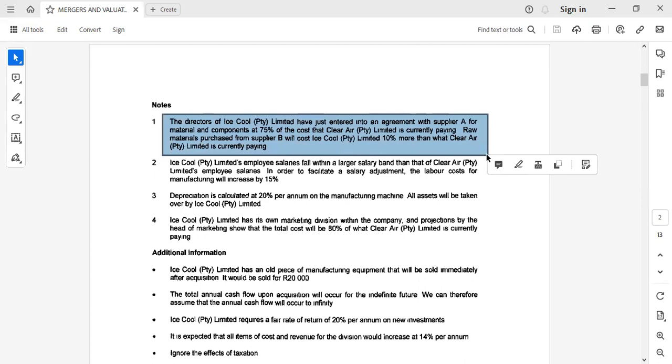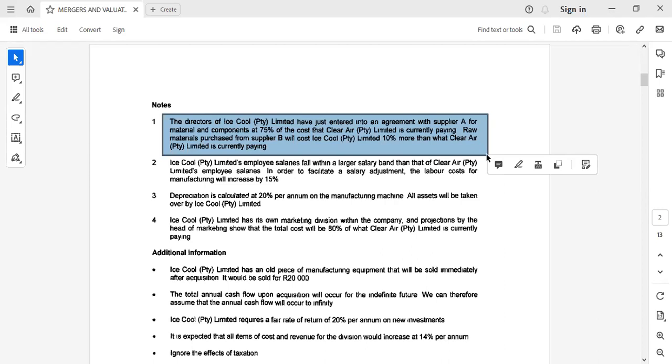So when we're looking at maximum purchase price, we'll take this 75% into account. That will adjust so that we will reduce the cost to 75% and will increase the cost of material B by 10%. They are saying if these two companies combine, High School will now purchase raw material A at 75% of the cost that they are buying. So we have to reduce the cost accordingly. And for raw materials purchased from supplier B will increase by 10%. So those are what you call the synergies that will arise.